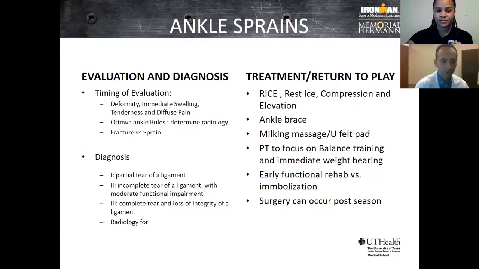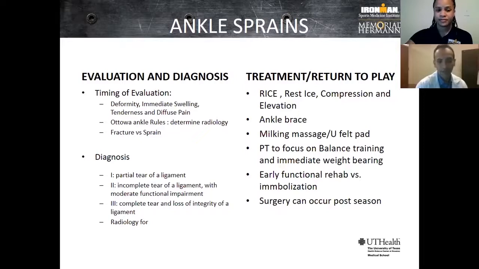Again, the evaluation, the first thing you want to look at is the deformity. Make sure there's no fractures. You want to palpate. You want to do an anterior drawer examination. You want to follow the Ottawa rules. And the Ottawa rules are just basically guidelines to say when an athlete should be getting an x-ray or not. So if they can weight bear, if they have tenderness on palpation, these are things that we look at as far as if they should be getting an x-ray or not, in determining whether there's a fracture.